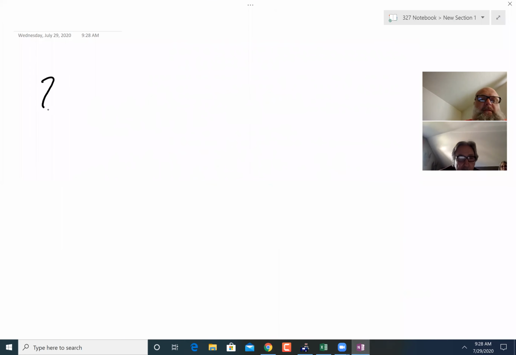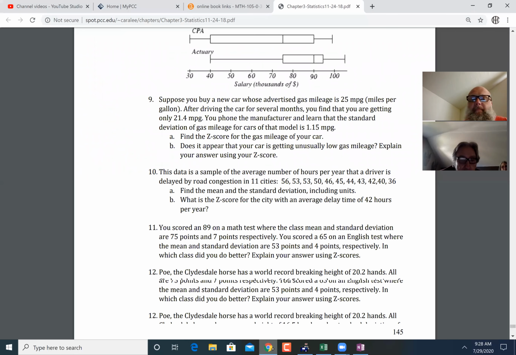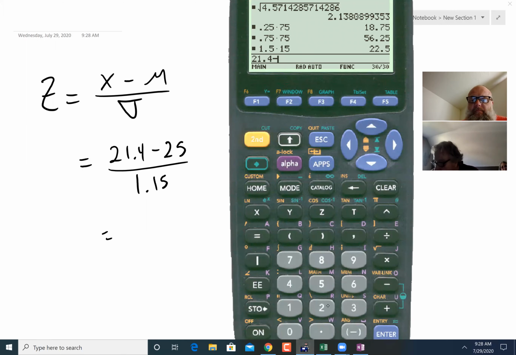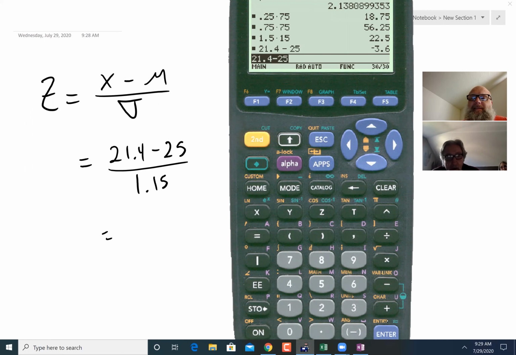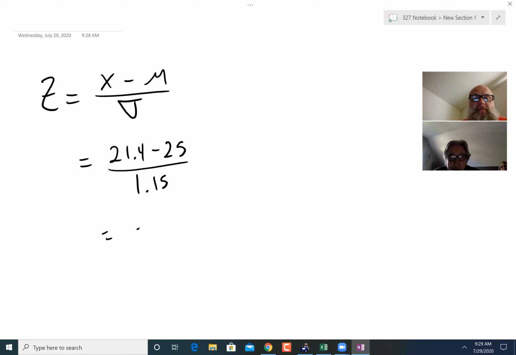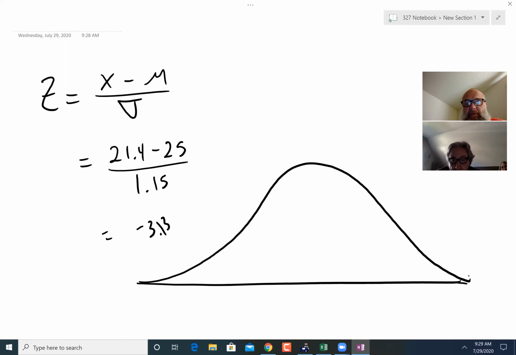So Z is equal to X minus mu over sigma. We got 21.4. It's supposed to be 25, and the standard deviation was 1.15. If you subtract, you're 3.6 miles per gallon less than average. But if you divide that by the 1.15, that means you are -3 standard deviations, which is weird.